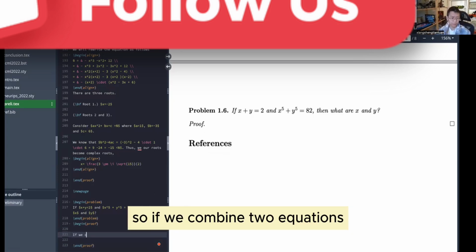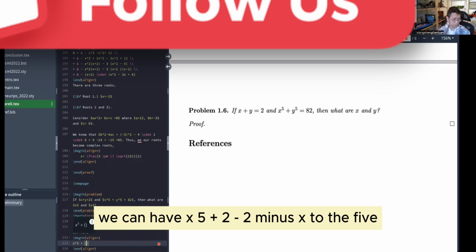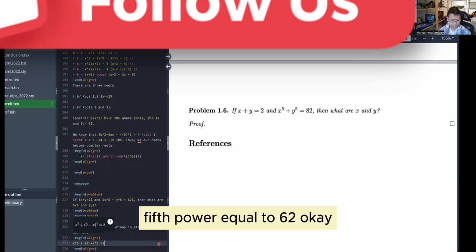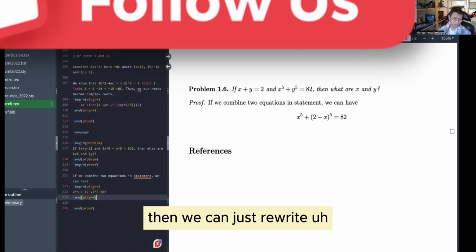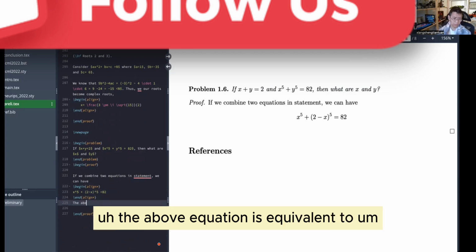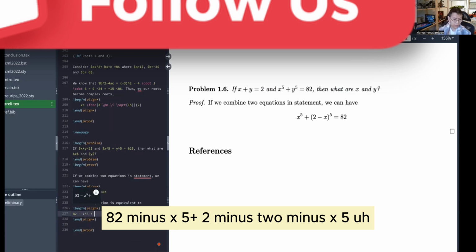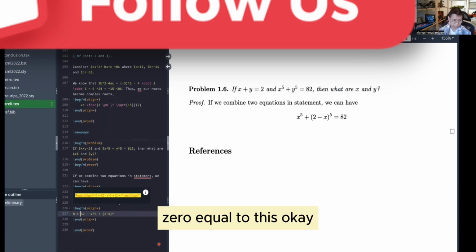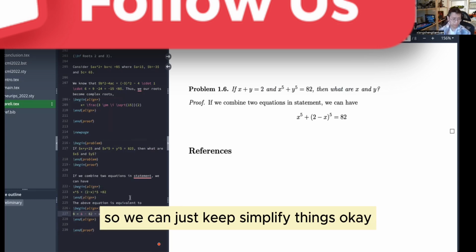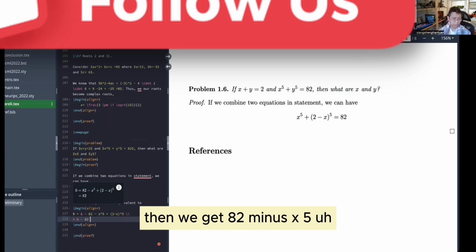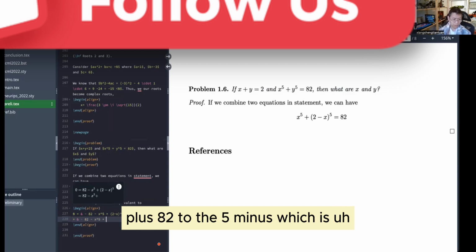If we combine the two equations in the statement, we get x to the 5th plus (2 minus x) to the 5th equals 82. We can rewrite this as 82 minus x to the 5th plus (2 minus x) to the 5th equals this. We can keep simplifying things. Sorry, my bad.